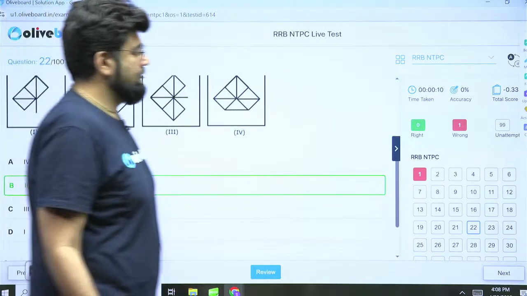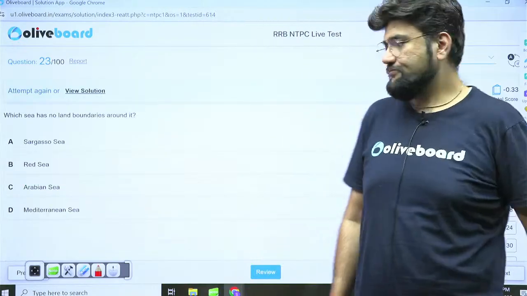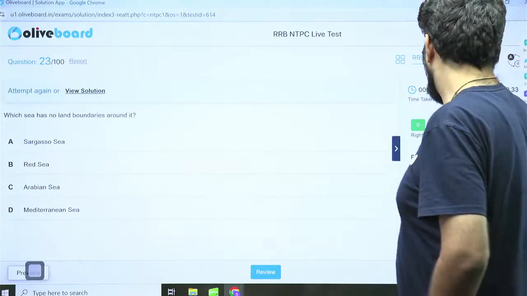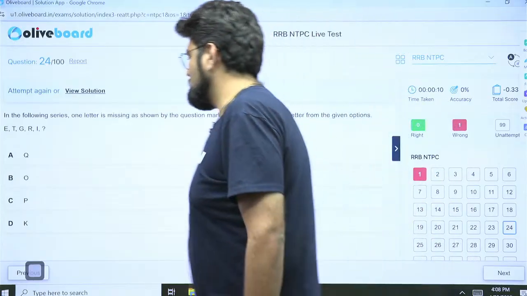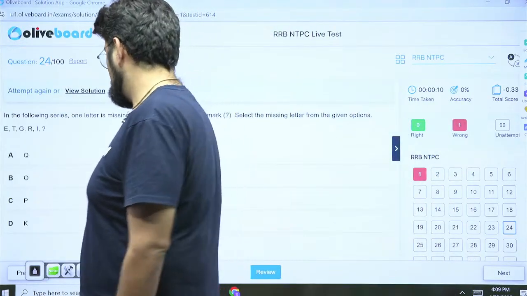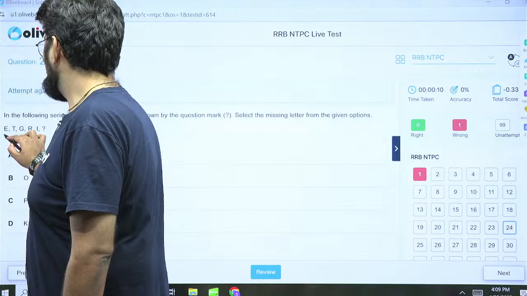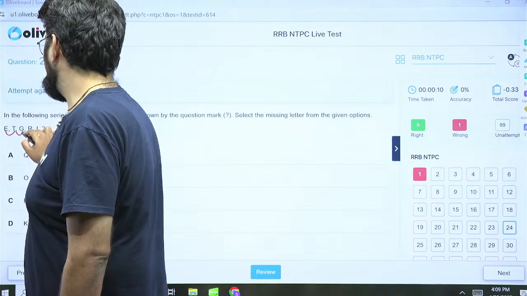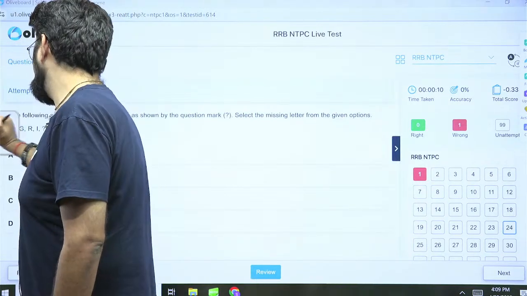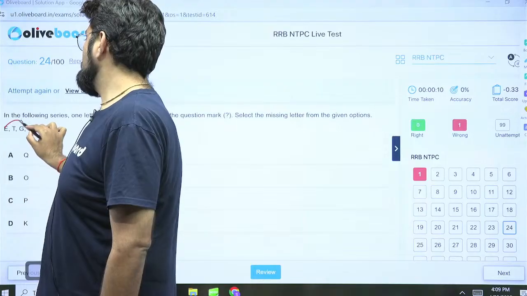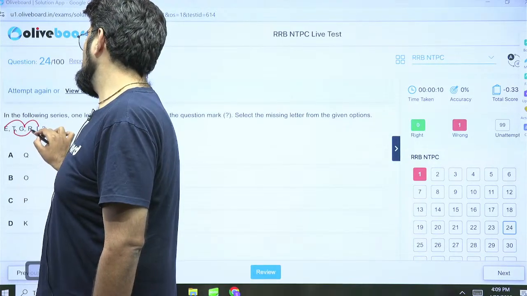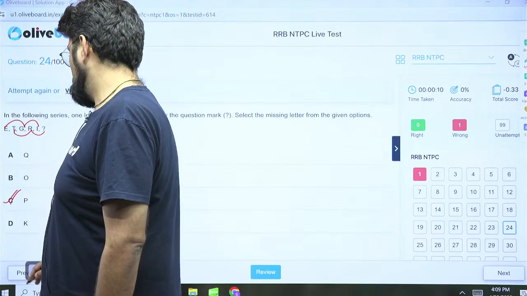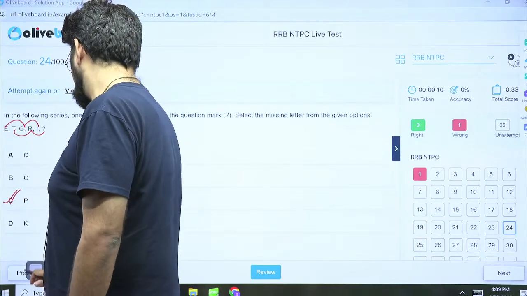Cool. Next, question 23. 24. Letter series. RRB questions are very simple this mock, I believe. So 5, 20, 7, 18. I think we should go alternative. 5 plus 2, 7, plus 2, 9. But we don't need this. 20 minus 2, 18, minus 2, 16. So P, option C will be the right answer.